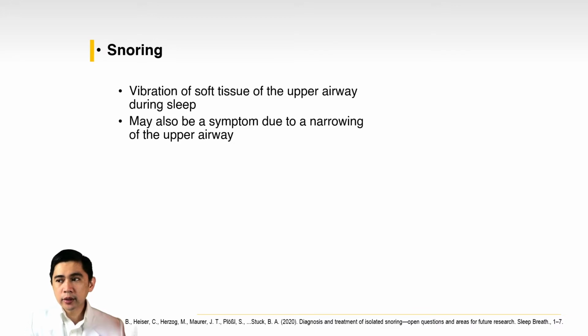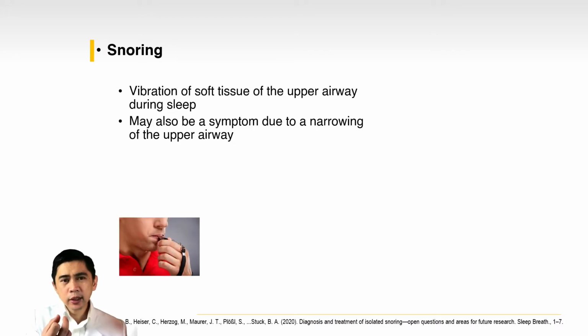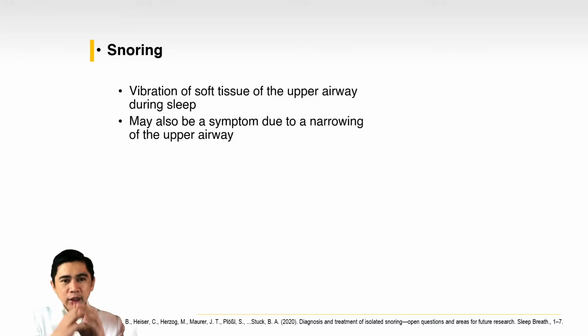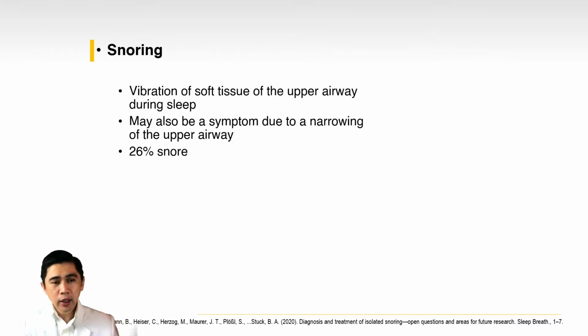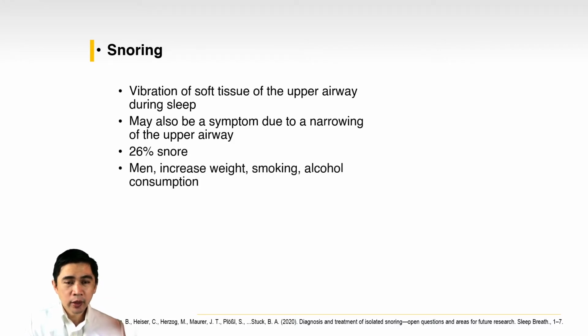I always tell this to my patients that it's like a whistle. You blow into a whistle. The whistle has a small diameter. You don't see a whistle this big. So when you blow air through a very small caliber, you will produce a sound. That's how snoring works. In literature, around 26% of the population snores, and most likely those who have primary snoring are men, those who have increased weight, those who smoke, and those who drink alcohol more than usual.